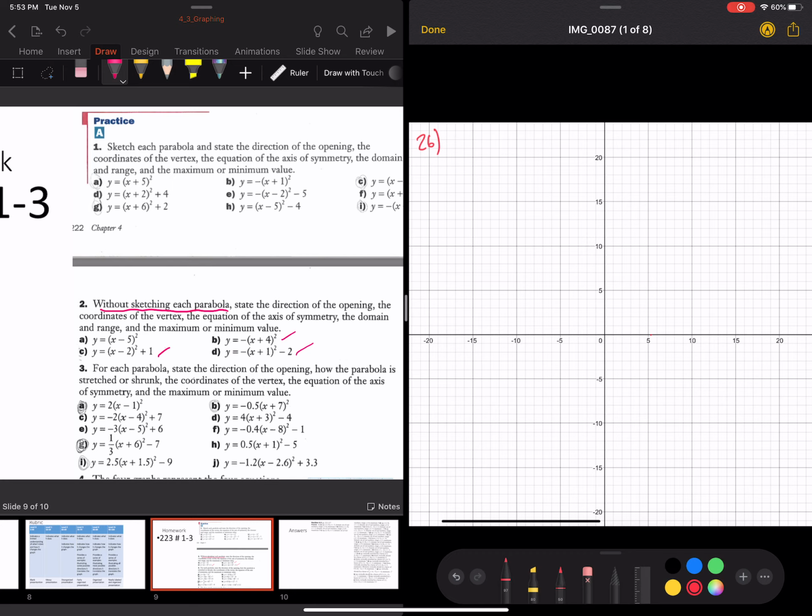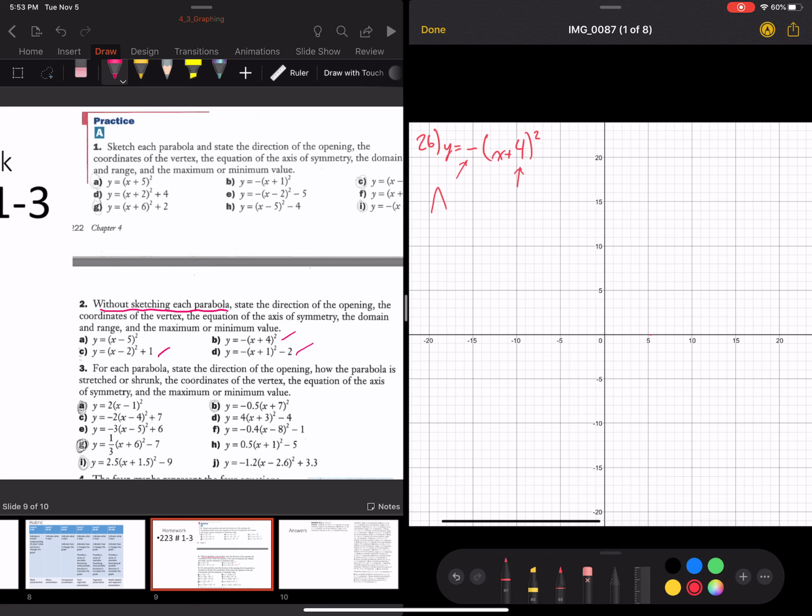So 2B, y equals minus (x plus 4) squared. See this minus sign? Automatically I know it's going to open downwards. It's going to be upside down. It's going to be flipped. Remember we were talking about reflections. It's going to be flipped.